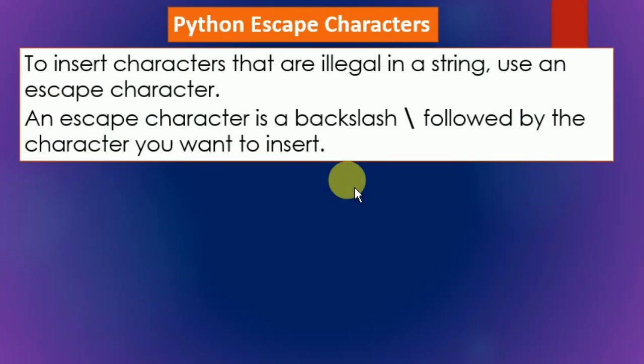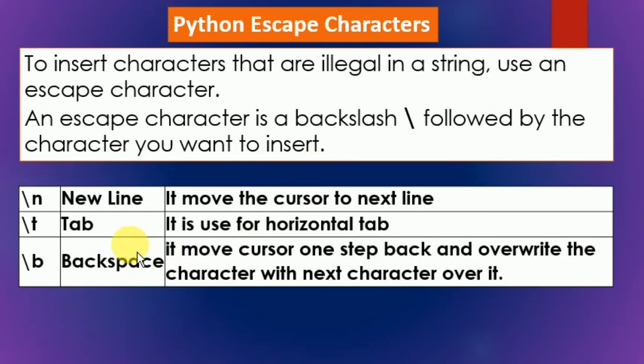Now let us understand the escape sequence. Python escape characters. If you go through the escape character, a backward slash is used for escape sequence. So there are three things that we are going to use: \n, \t and \b. \n for new line, \t for tab, \b for backspace. So first we need to understand what the use of this escape slash sign is going to be.